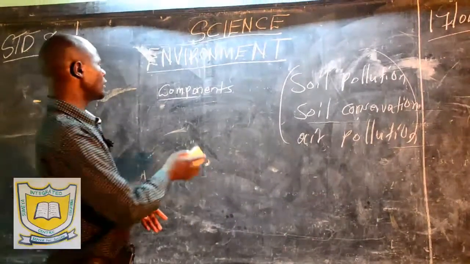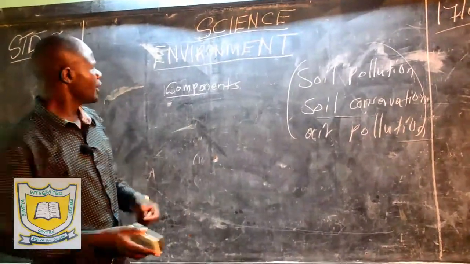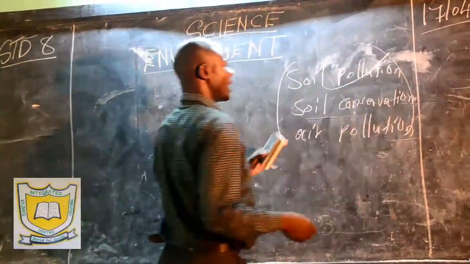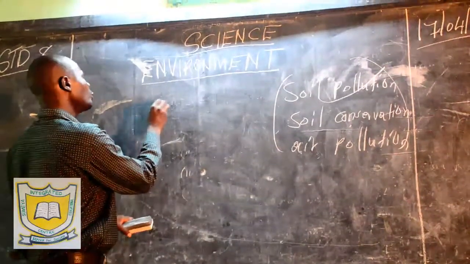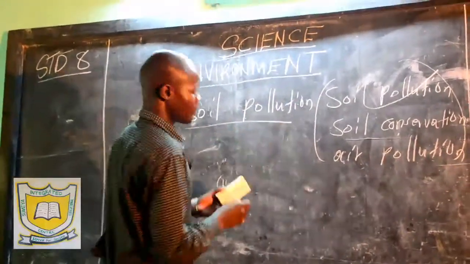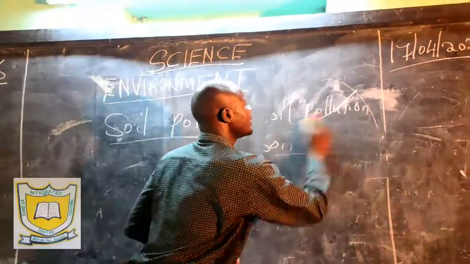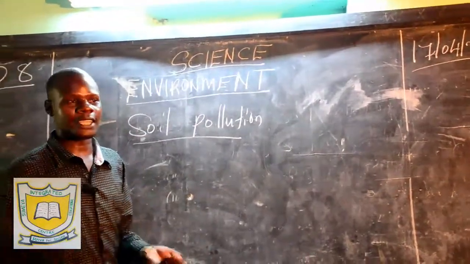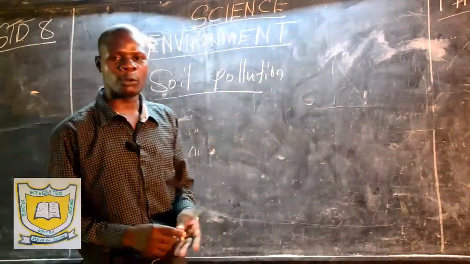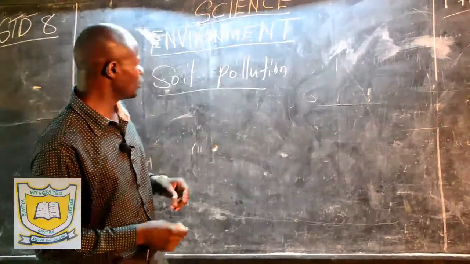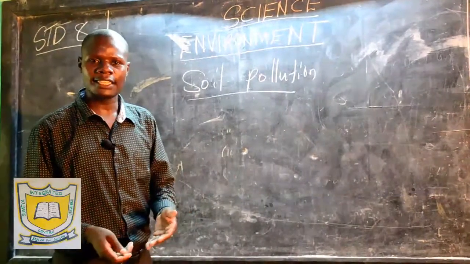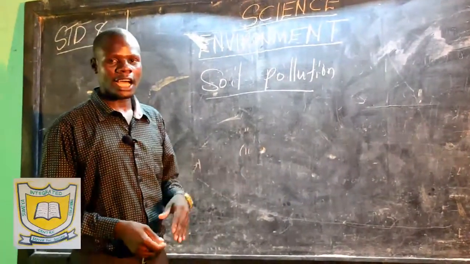Now, when we talk about soil pollution, we have to define. First of all, we have to understand. For today, I will cover that part, and then we will proceed later on. Soil pollution. What is soil pollution? First of all, you have to understand the meaning of soil pollution before you proceed on. Soil pollution means introduction of harmful substances in the soil and to make it less productive.